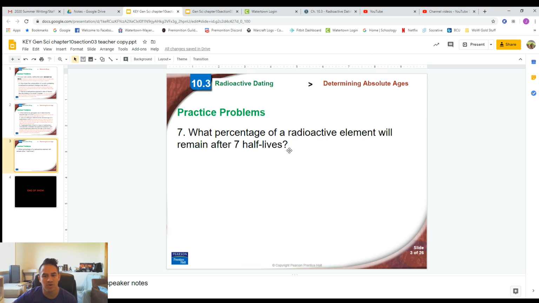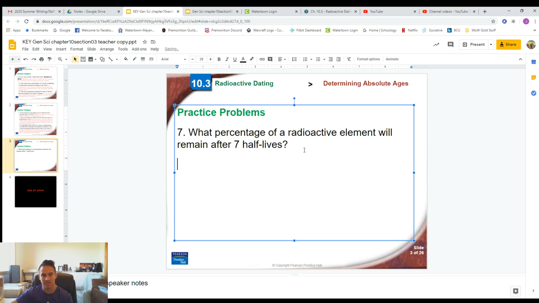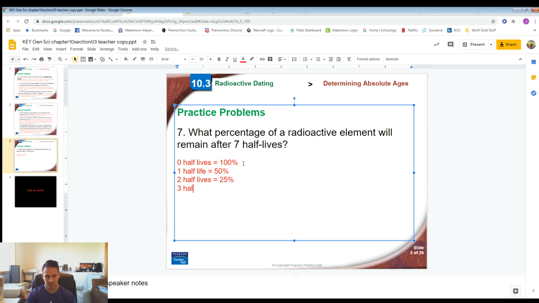Alright, last question here, number 7. What % of a radioactive element will remain after 7 half-lives? Alright, so this is a little bit of a math question. But remember that every time one half-life occurs, we are losing 50% of the material. Okay? So at 0 half-lives, we would have 100%. At 1 half-life, we have 50% left, right? Half of it's gone. So at 2 half-lives, we have 25%. At 3 half-lives, we have 12.5%.